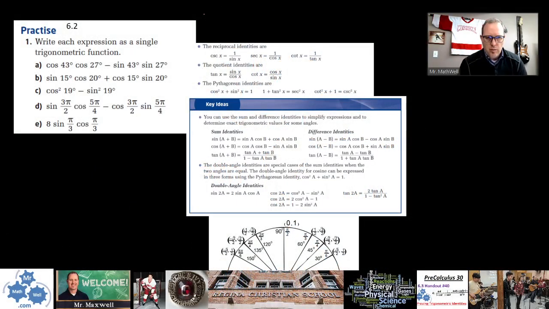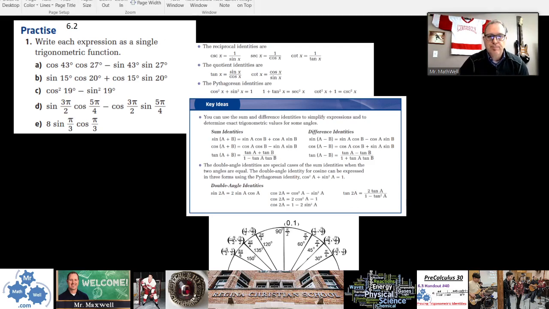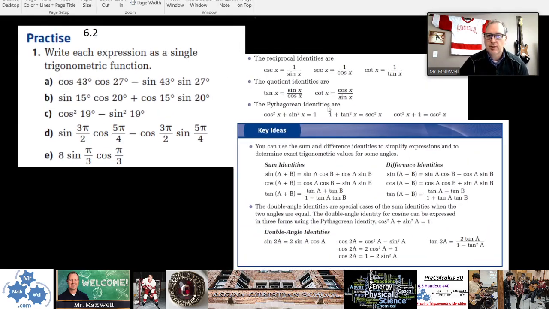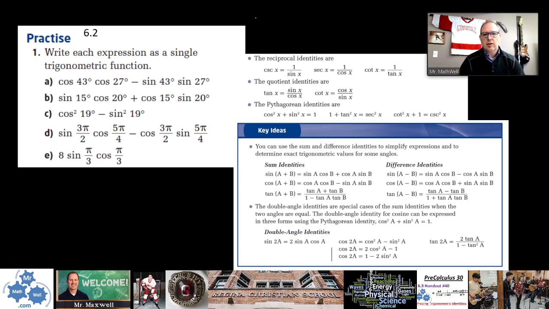Okay, so we're doing some homework together here, the sum, difference, and double angle identities homework from 6.2. I've got the identities on the right side here. Let's take a look at question number 1, for those of you having trouble getting started or just wanting to see how I do number 1. It says: write each expression as a single trig function.